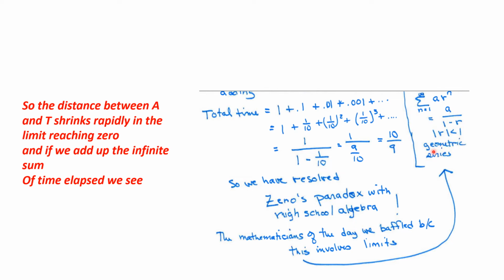This is a geometric series. So you see, here's the geometric series. The first term is 1, and the multiplier is 1 over 10. So this becomes 1 over 1 minus 1 over 10. That's 1 over 9 over 10, and that's equal to 10 over 9. So you see we got the same answer here.